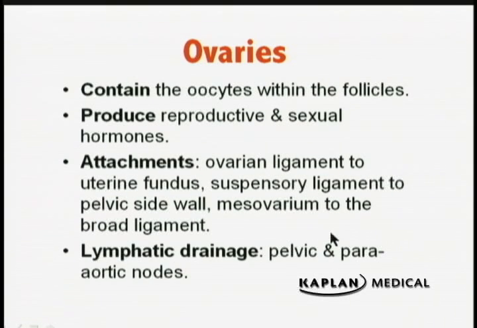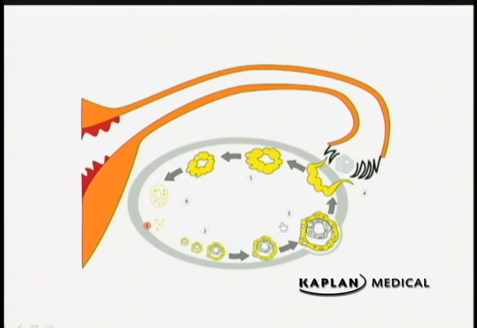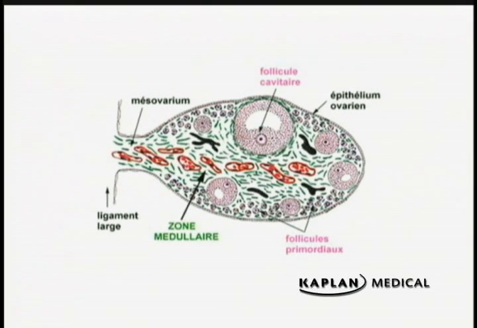The lymphatic drainage is to the pelvic and para-aortic nodes. Here you can see the ovary, and within the ovary are follicles in various forms of development. You can see here we have the primary follicles, which become the secondary follicles, which become the Graafian follicle, and here we have ovulation, which takes place. Then we have the regression of the corpus luteum, which will then form the corpus albicans. Here you can see the ovary with various levels or stages of development of the follicle.